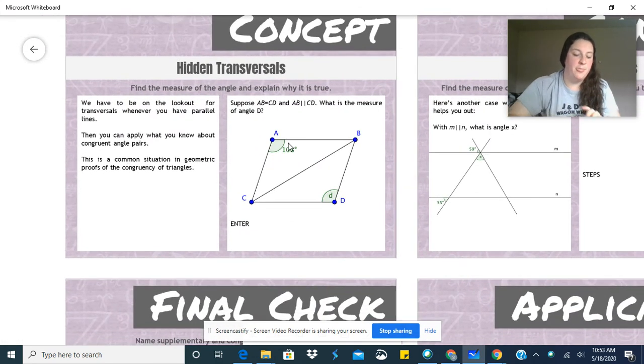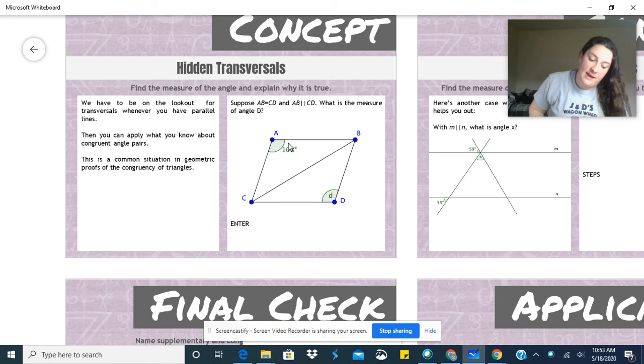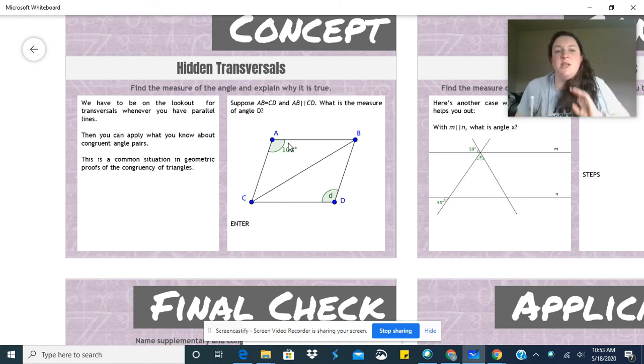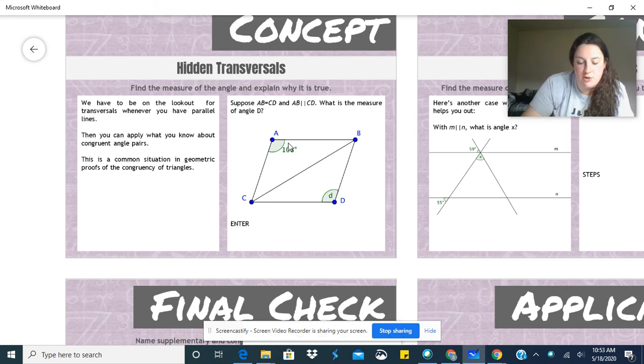Scoot over. So, what is a hidden transversal? Finding the measures of angles and explain why it is true. We have to be on the lookout for transversals whenever you have parallel lines. You can apply what you know about congruent pairs by understanding what a transversal is. So this is a common situation in geometric proofs of the congruency of a triangle. So you guys aren't going to ever have to do proofs, but you will have to prove that angles are equal. So you won't have to do actual proofs, but this sort of thing is.